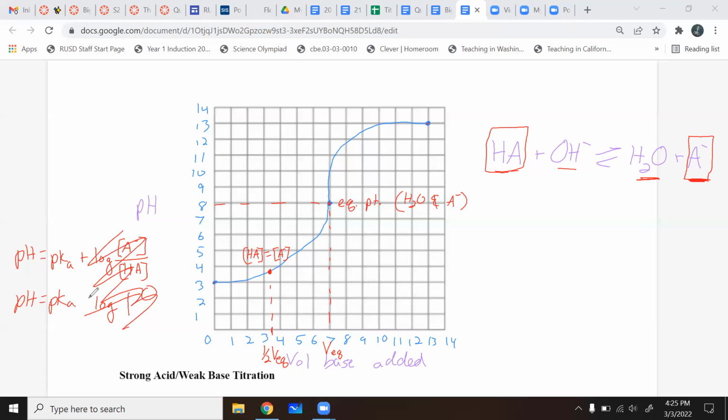That is a popular question that I've seen a number of times in past APs, that point and its relationship to the Henderson-Hasselbalch equation. So not only is this point the point where HA and A minus are equivalent, but it is also the point where pH equals pKa. So go ahead and label that on your graph as well.